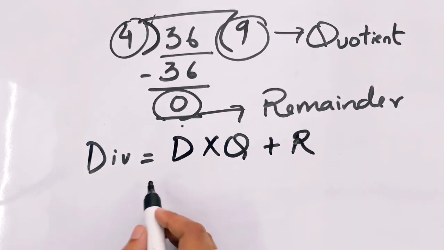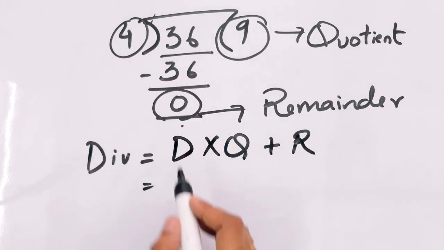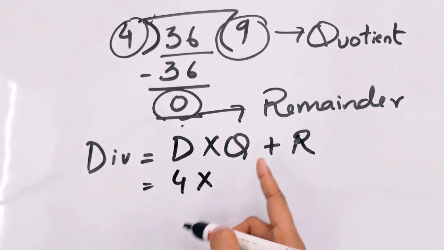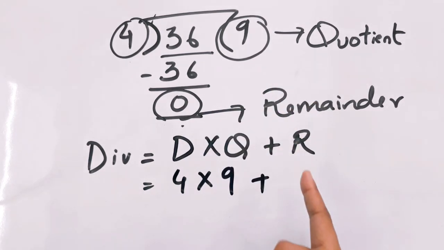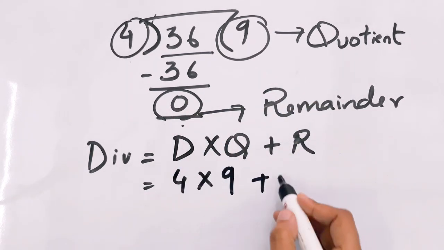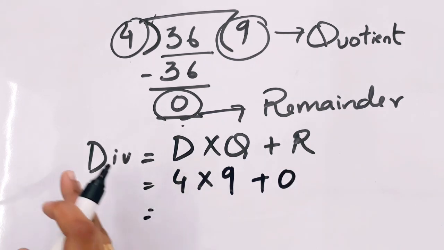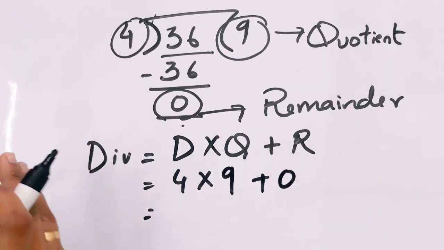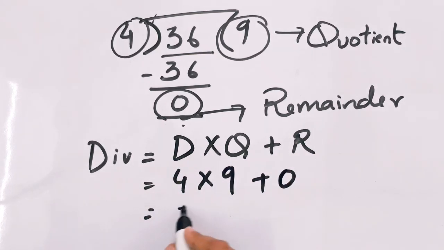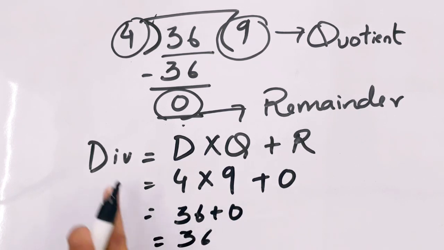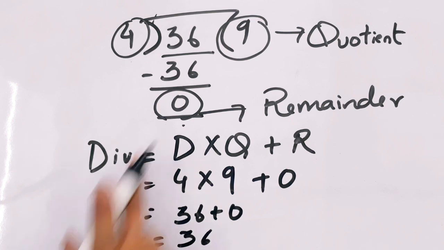So divisor is 4, right, into what is my quotient? I got my answer, 9, plus what is my remainder? It's 0. So here my dividend, this LHS part, should be equal to the entire RHS part. So 4 9s are 36 plus 0. 36 plus 0 will give me 36, so I can say my dividend is equal to 36, which is exactly right.